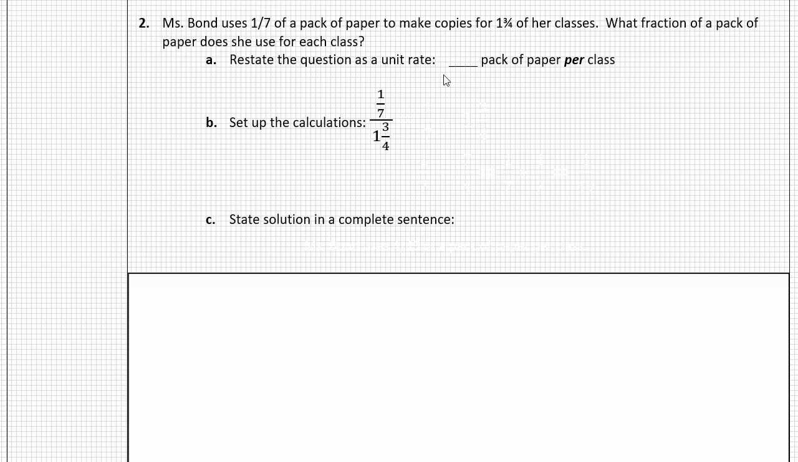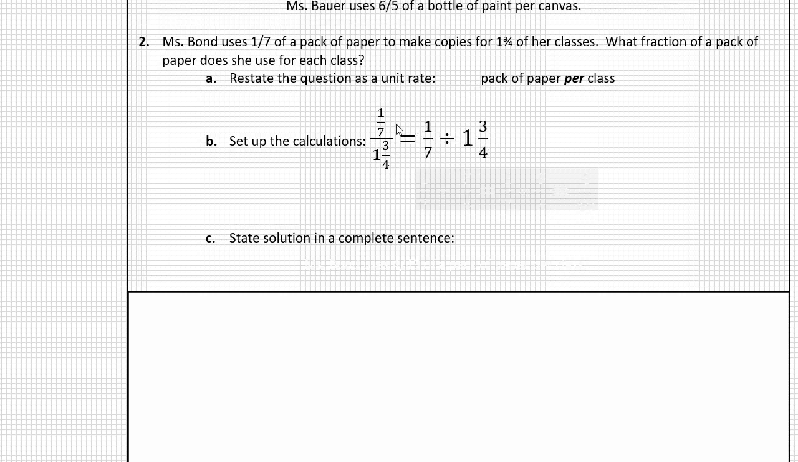So using our restatement of the question as a unit rate, I just followed the same format. Since we're comparing pack of paper to a class, I know that it's 1/7, so a pack of paper, so that goes in my numerator since it's first, over 1 3/4 of a class. Can you figure out a way to where we can calculate this out? In this instance, it's not easy to see a factor where we can get to a unit of 1, so it might be best to use that second method.